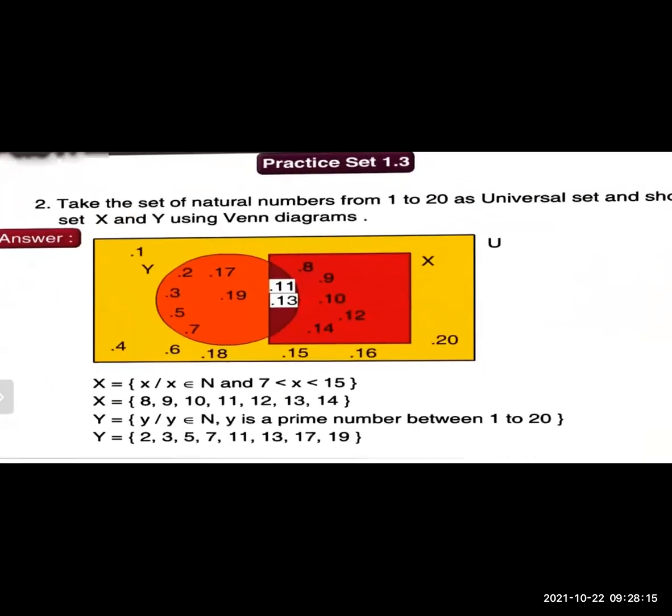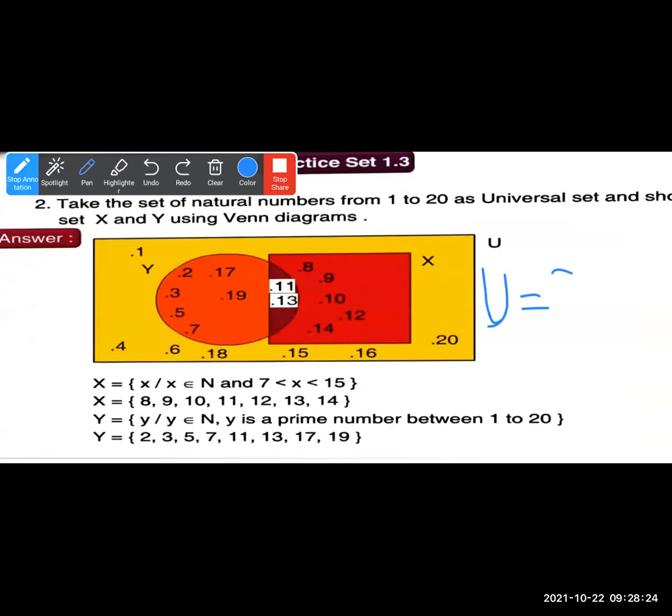You have to write 1 to 20 in the universal set. First you have to write it this way: U is equal to 1, 2, 3, 4, 5, 6, and so on till 20. Then after that, you have to first represent X and Y. After that only you can write the remaining numbers in set U.